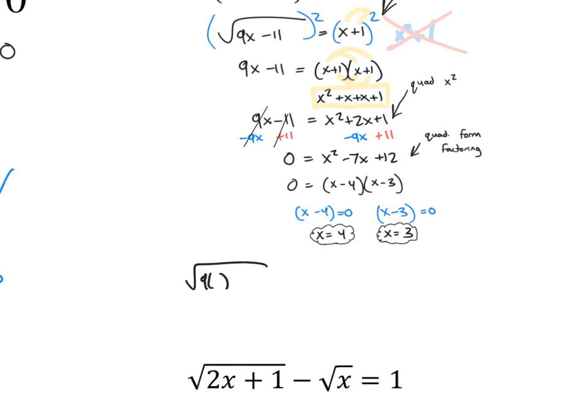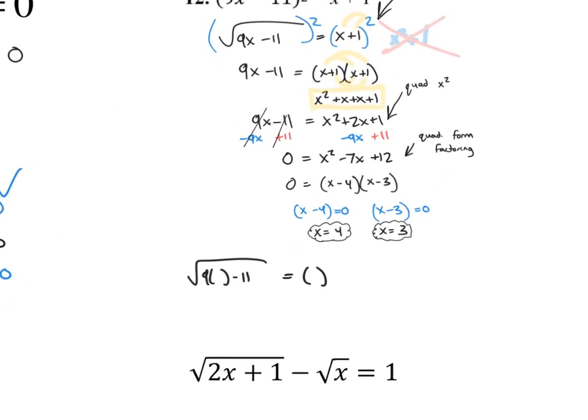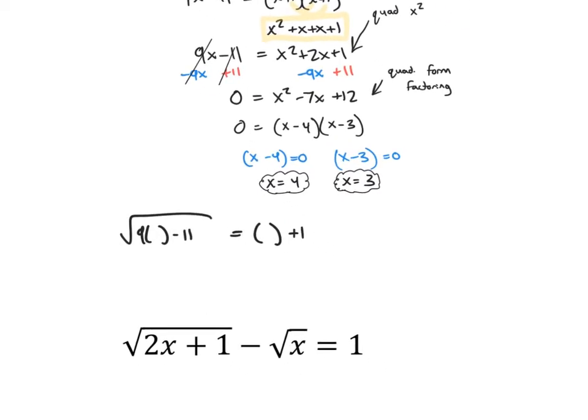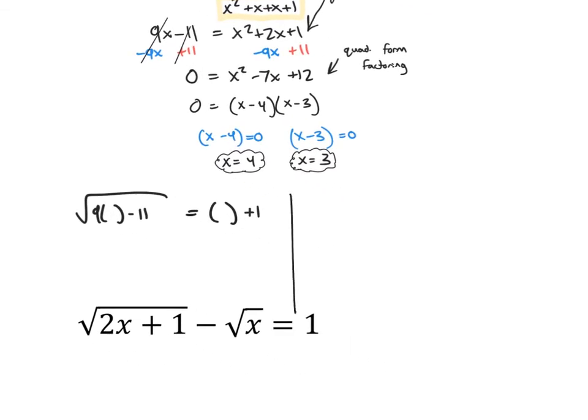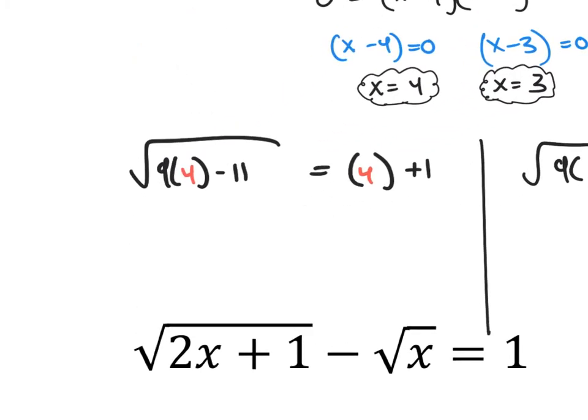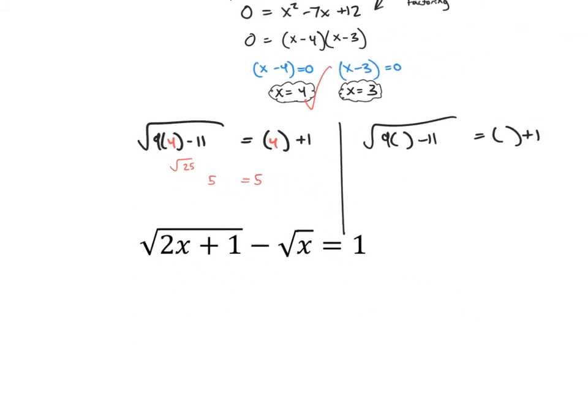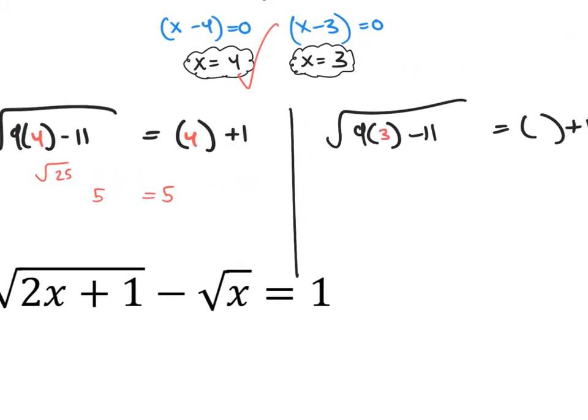So I've got 9 times x minus 11 is equal to x plus 1. And I need to do that not once, but twice, because we have 2 different answers that we are trying to check. I'll check the 4 first. 9 times 4 is 36. 36 minus 11 is 25. So the square root of 25 is 5, and 4 plus 1 is 5. The 4 works.